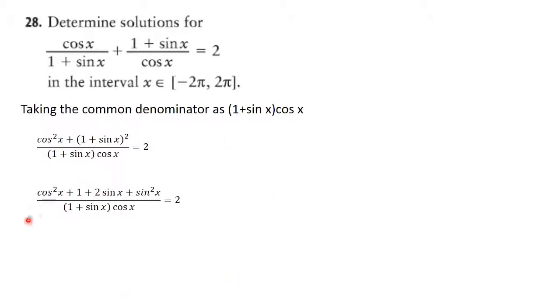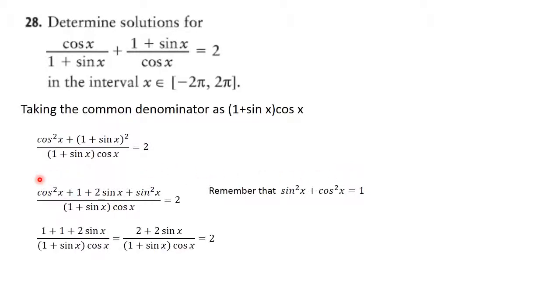So you get your cos squared x, which is the first term. You get 1, which is the square of the 1. You get 2 sine x, which is the product of 1 and sine x doubled, and you get the sine squared x. Well, please remember that sine squared x plus cos squared x is equal to 1. So if I put together this sine squared x and this cos squared x, I'm going to get 1. So here's a 1 I get from doing that.